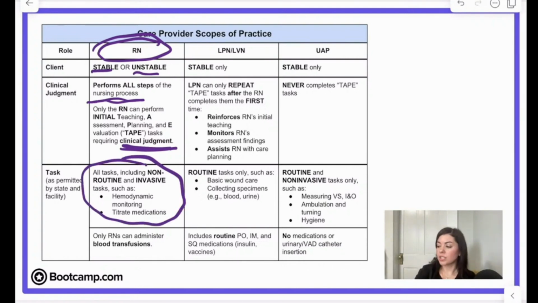So then let's move on to LPN or LVN. Now that is the same role. They are just called different things depending on where you live. So the LVN is also a nurse, but they can only care for stable clients.